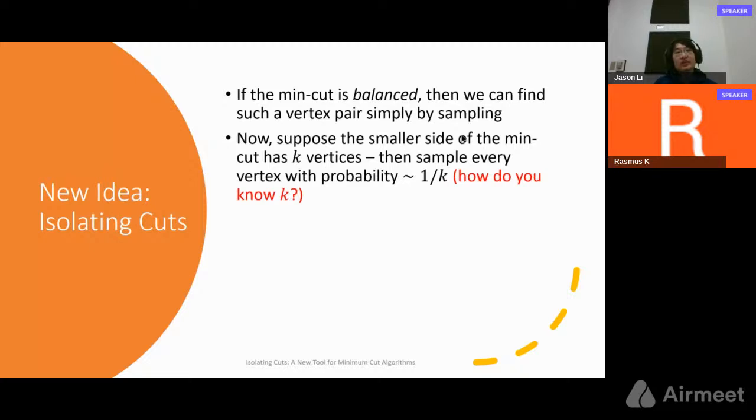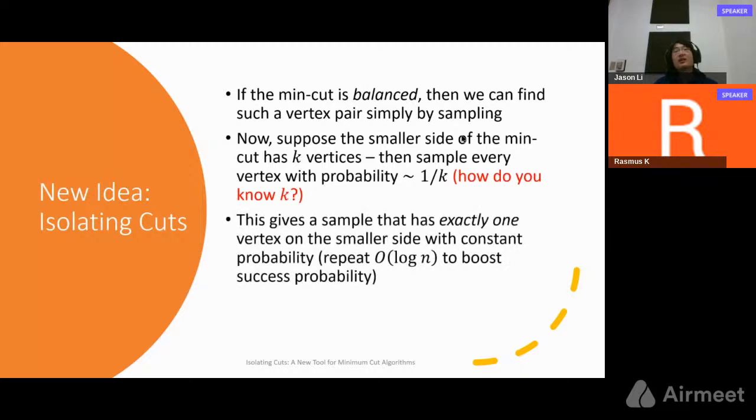Now, suppose that more generally, the smaller side of the min-cut has k vertices. Think of k as something like root n, so not too small, not too large. Then what can we do? We cannot sample S and T at random anymore, but let's do a different kind of sampling. Instead of sampling two vertices at random, let's independently sample each vertex with probability 1 over k. Here we're kind of guessing k; let's say we guess k as powers of 2, and for some guess close to the actual k, the number of vertices on the smaller side, let's see what happens. The ideal scenario is that we sample vertices in such a way that the smaller side of the min-cut, the side with k vertices, has exactly one vertex that's sampled. This actually happens with constant probability if we select the right k.